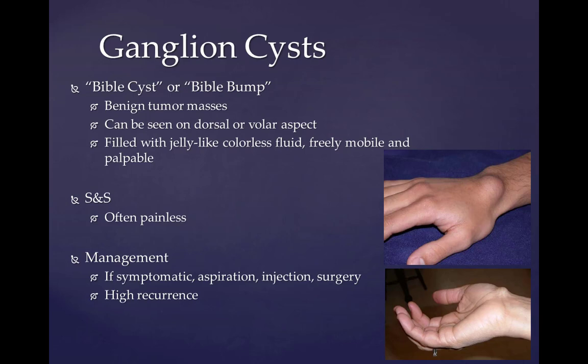A ganglion cyst is also known as Gideon's disease, a Bible cyst, or a Bible bump. It is a non-neoplastic soft tissue lump that may occur in any joint, but most often occurs on or near joints or tendons in the hands and feet. These cysts are caused by leakage of fluid from the joint into surrounding tissue. The average size of these cysts is about 2 centimeters, but cysts that have been removed have measured more than 5 centimeters. The size of the cyst may vary over time and may increase after activity.